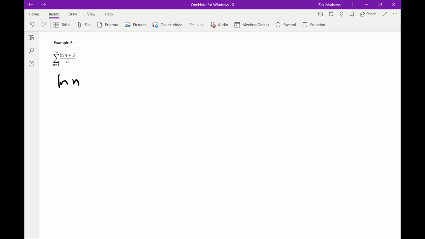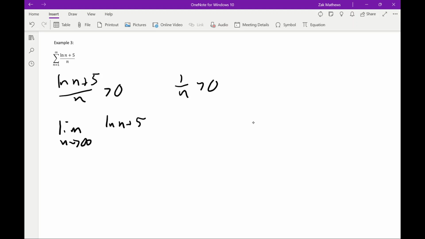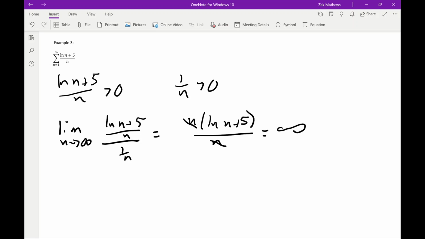So we know that the natural log of n plus 5 over n is greater than 0. I'm going to compare it to 1 over n, which is greater than 0. Again, stating the conditions are true. Limit as n goes to infinity of the natural log of n plus 5 over n, which is the original sequence, and then over 1 over n. And so then I multiply that n to the numerator, and I'd have this expression right here. The n's are both canceling, and so this limit is going to infinity.